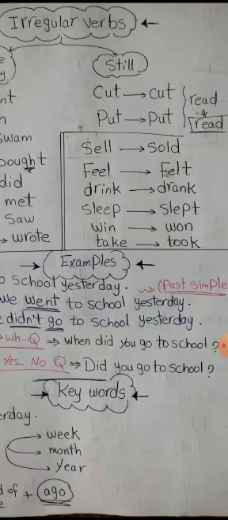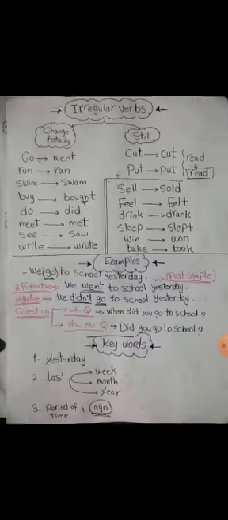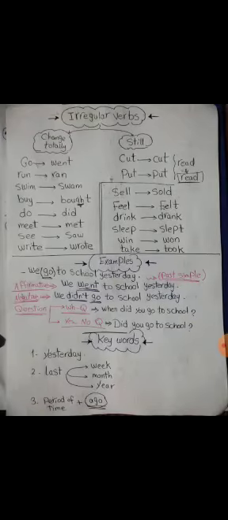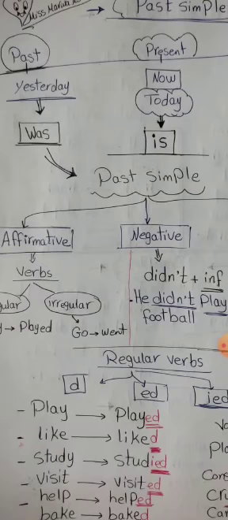Okay, sell, sold. Sell يبيع، sold باع وخلص in the past and finished. Feel, felt. Feel يشعر، felt شعر. Okay, drink, drank. Sleep, slept. Win, won. Take, took. These are very very important verbs. Again we have two kinds of verbs: regular verbs and irregular verbs. Regular verbs you have to add d, ed or ied. Irregular verbs it changes totally.